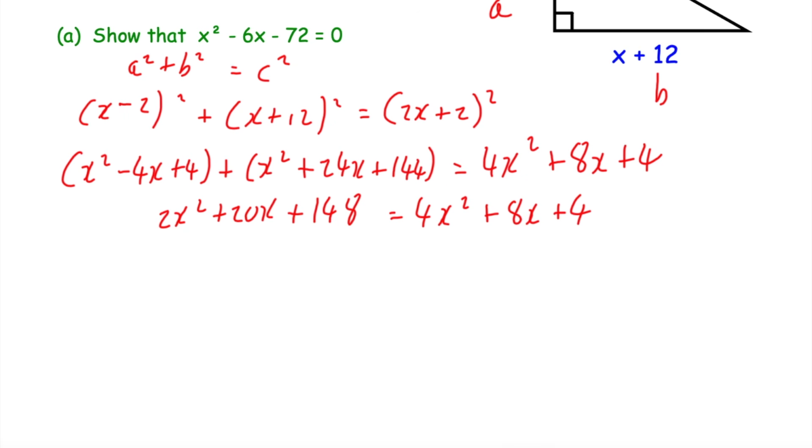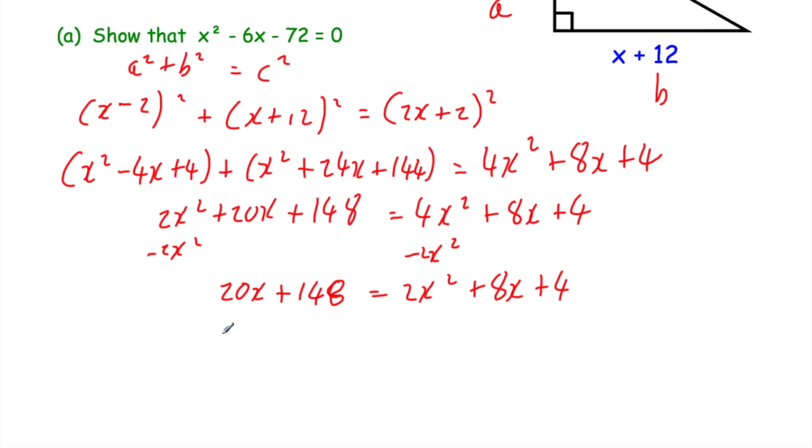So if we go back up here, we want to get it in this form, x squared minus 6x minus 72 equals 0. Now here we've got 2x squared and 4x squared. Now the x squared is positive, so I'm going to bring everything to the right hand side. So I'm going to start off by taking away 2x squared from both sides of the equation. So we get 20x plus 148 equals 2x squared plus 8x plus 4. So we've just taken away 2x squared from both sides of the equation.